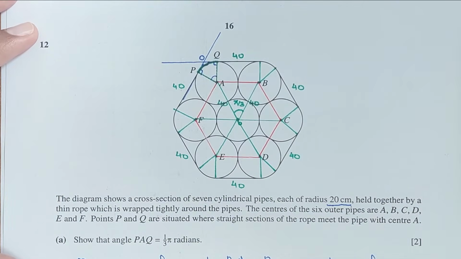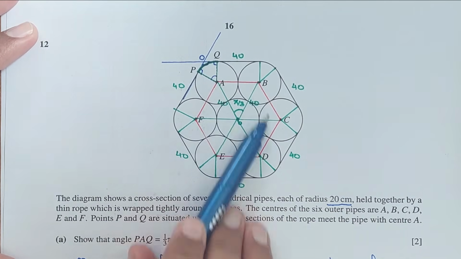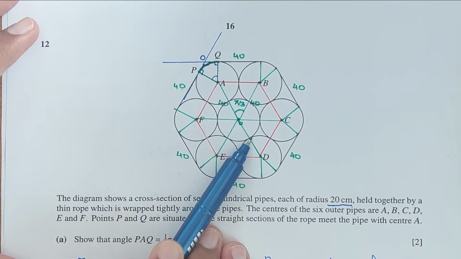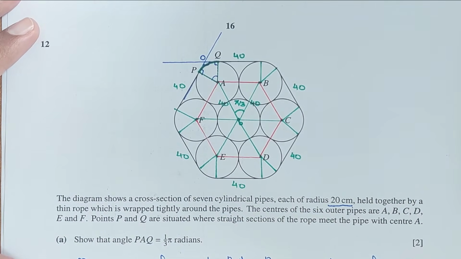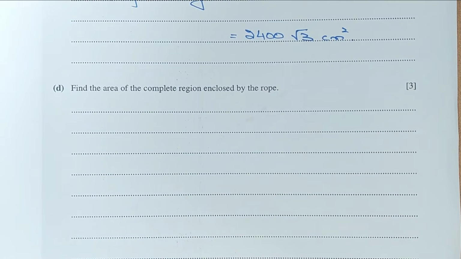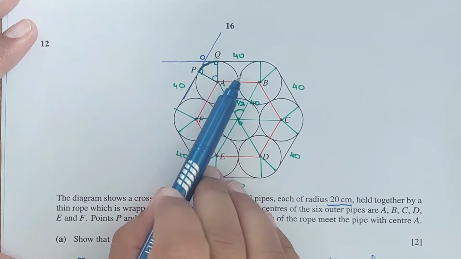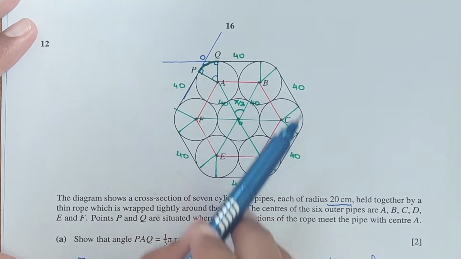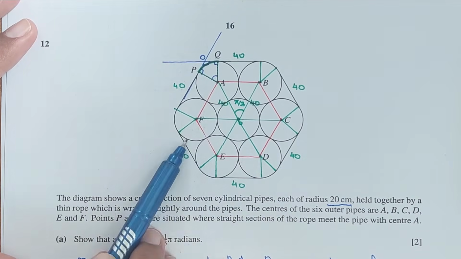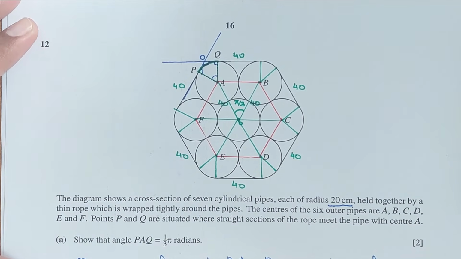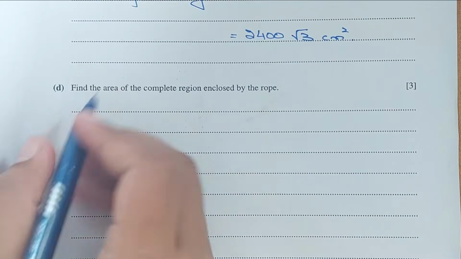Okay, now let's observe this closely. We have the area of this hexagon, which is 2400 square root of 3. We have to find the outer one to find the complete region enclosed by the rope. As you can see, this is a rectangle, a rectangle, a rectangle, a rectangle, a rectangle, and a rectangle. 1 2 3 4 5 6. We have 6 rectangles, right? So this is 40 and this is 20. So first we need to find the area of rectangles.